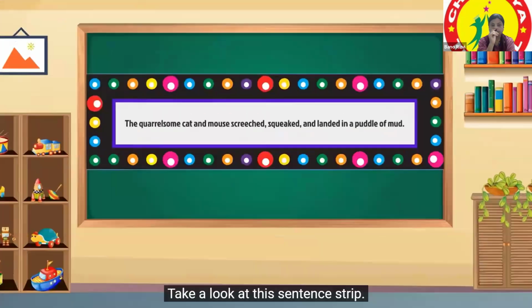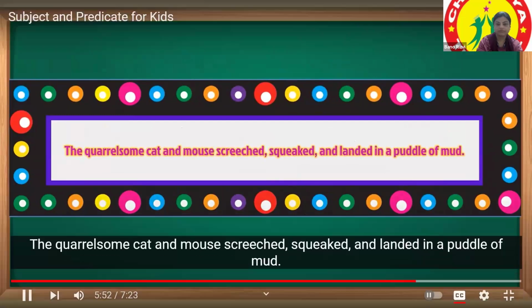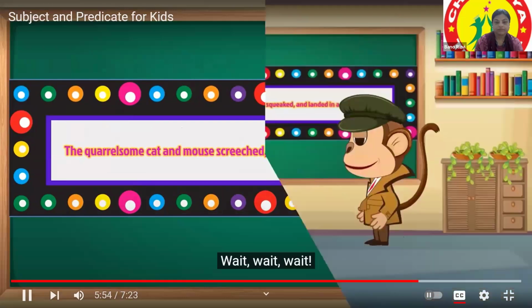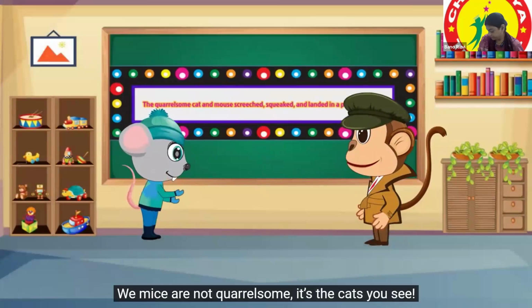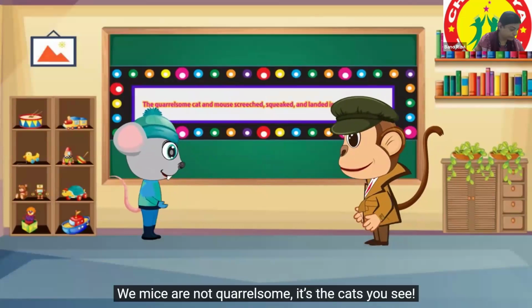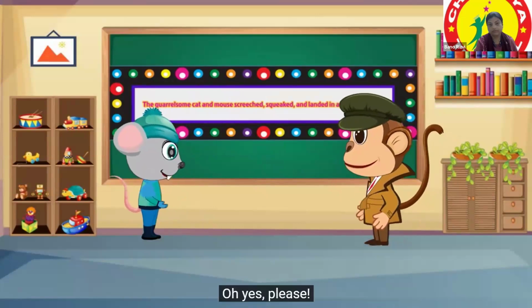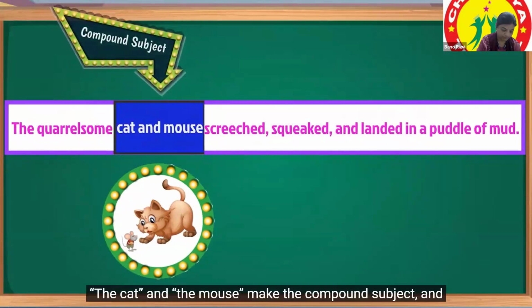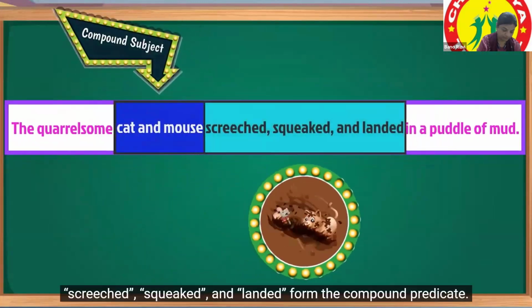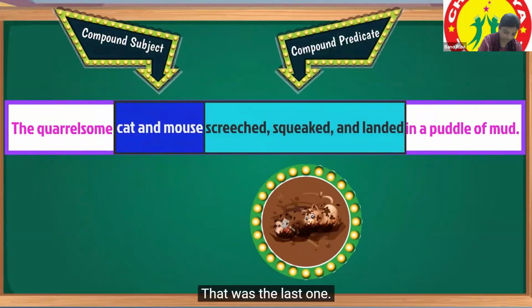Take a look at this sentence strip. The quarrelsome cat and mouse screeched, squeaked, and landed in a puddle of mud. Wait. Let me clear this. We mice are not quarrelsome. It's the cats, you see. Okay, I got that. May I? Oh, yes, please. The cat and the mouse make the compound subject, and "screeched, squeaked, and landed" form the compound predicate. That was the last one.